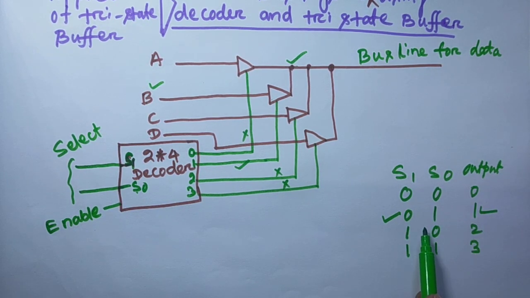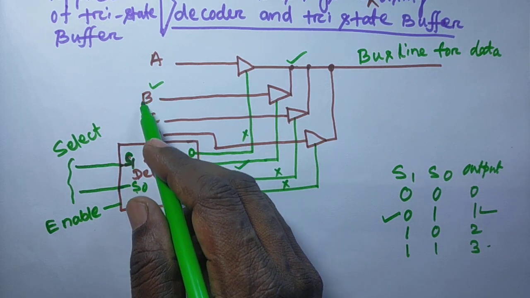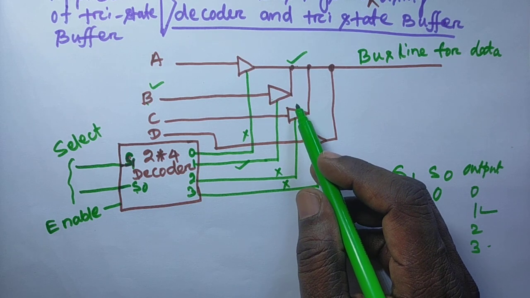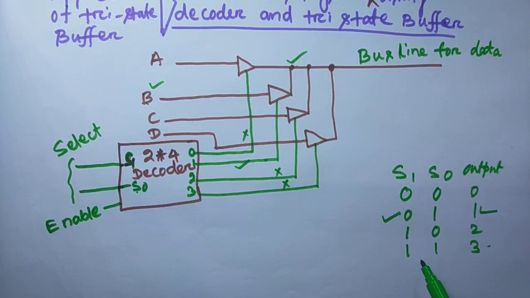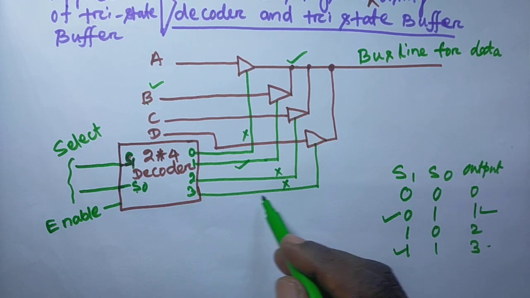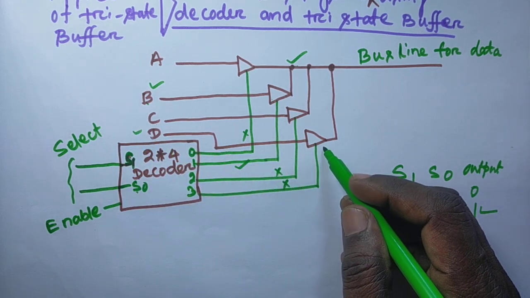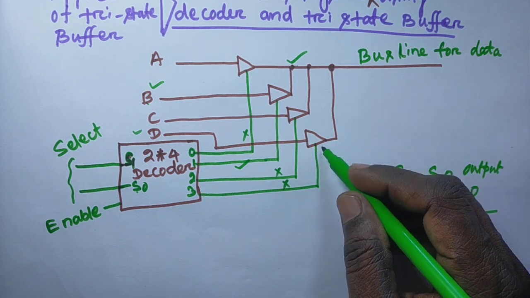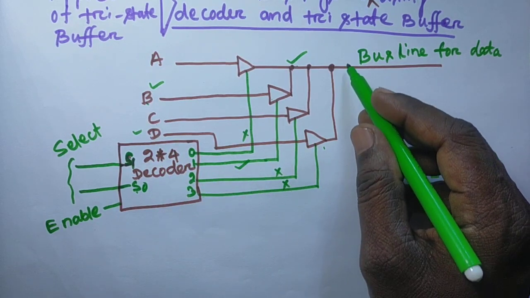Okay, from this kind of table we can find out which data is for 0, which for 1, 2, and 3, which input data will be provided to the corresponding buffer, and how it will release those data to the bus line. For example, this is 3. S0 is 1, S1 is 1, that is 3. 3 means this one connects to this buffer. So D data is considered as input to this particular buffer, and this buffer collects the data from the D input, and that data is transferred to this bus.